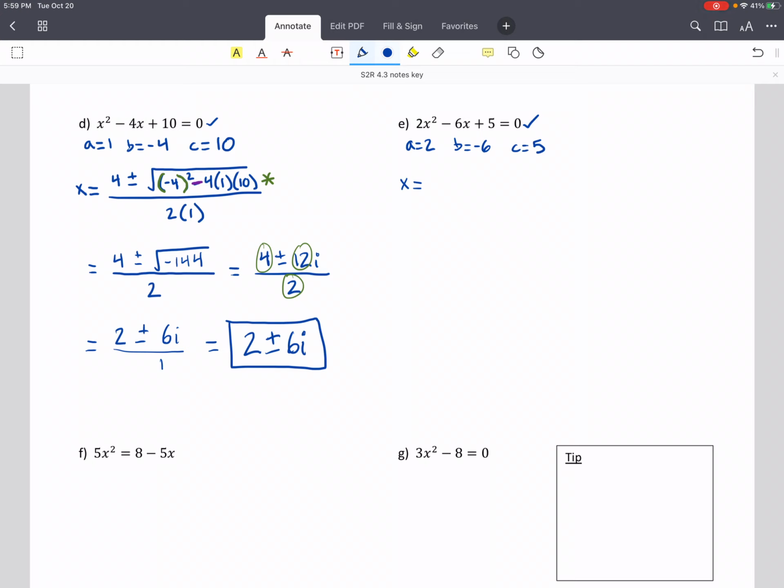Once again, x equals -b, or opposite b. Since b is -6, it becomes +6, plus or minus the square root of parentheses, yep, that's intentional, b squared, minus, aka subtract, 4 times a, which is 2, times c, which is 5, all over 2 times a, which is 2. All right, I'm going to type that into my calculator: parentheses, -6, close parentheses, squared, subtract 4 times 2 times 5.